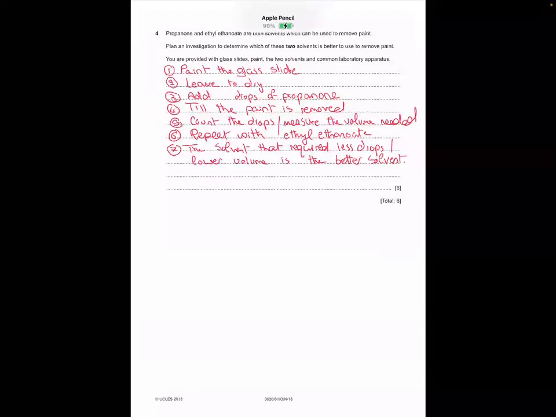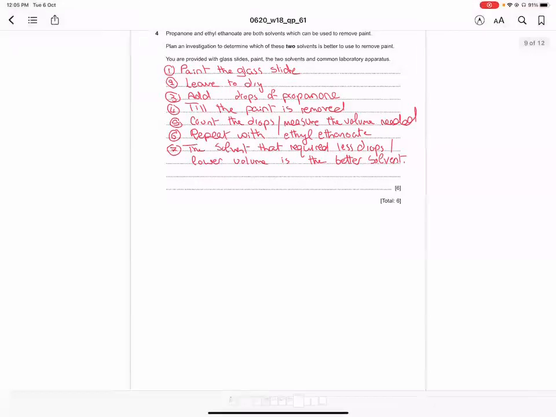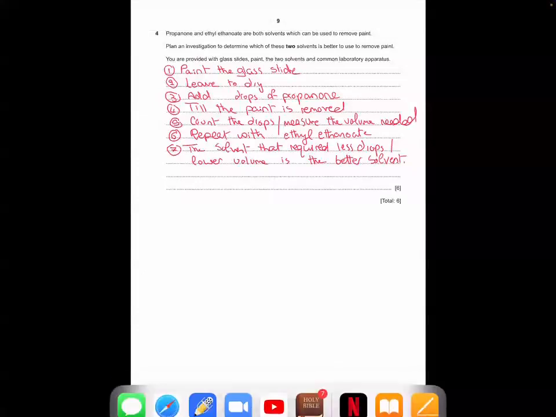You can use another method by measuring the mass. You can add, for example, equal volume of propanone and ethyl ethanoate to the painted glass slides, and then you measure the mass before and the mass after, and the one which causes the highest loss in mass was the better solvent, a paint remover. This was November 2018 by Mr. Mark Madhat.